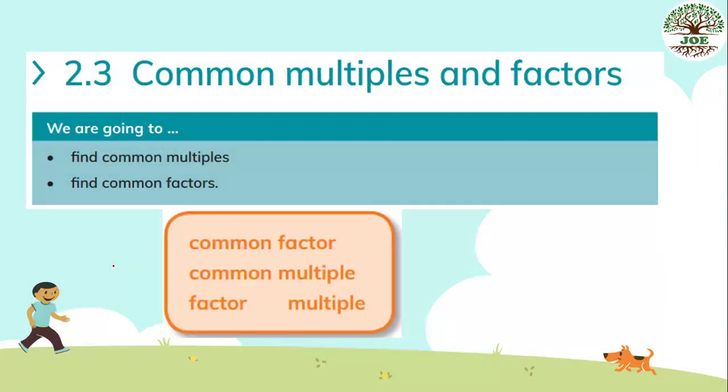Okay, this is subtitle 2.3 Common Multiples and Factors. So we are going to find common multiples and common factors. Important words are common factor, common multiple, factor, and multiple. You have to know the difference between what is a factor and what is a multiple. Okay, combining these two words.